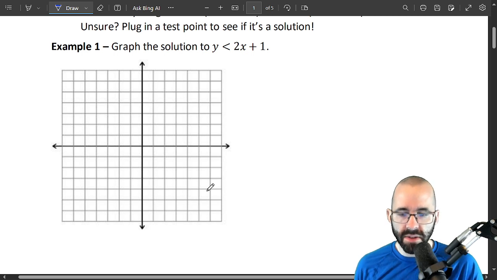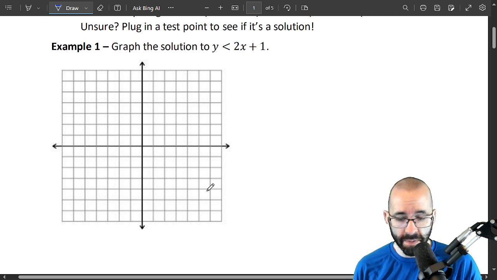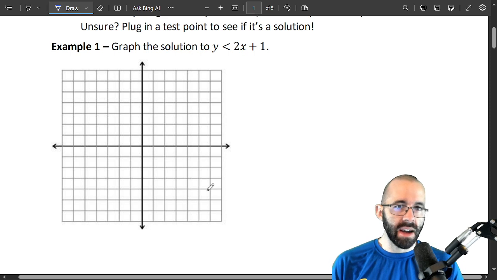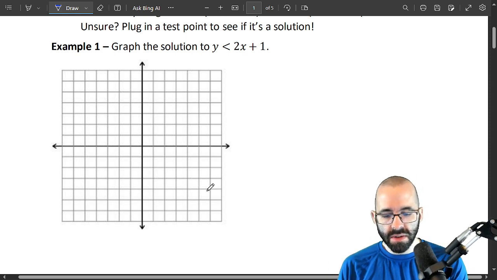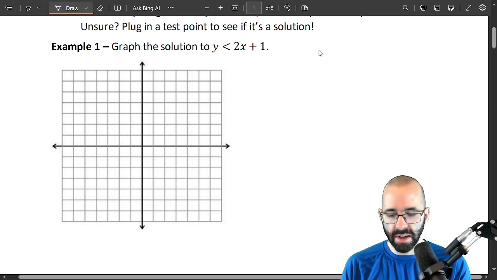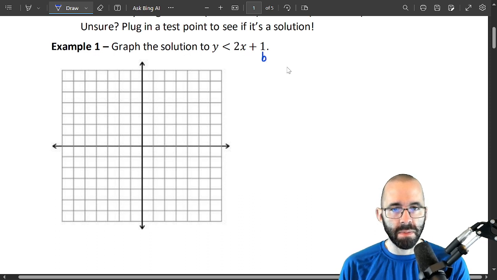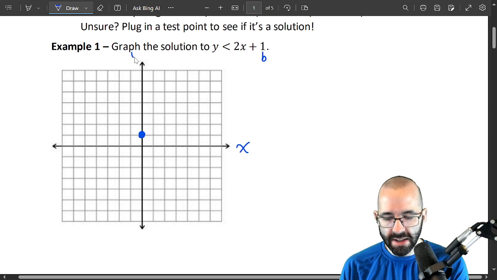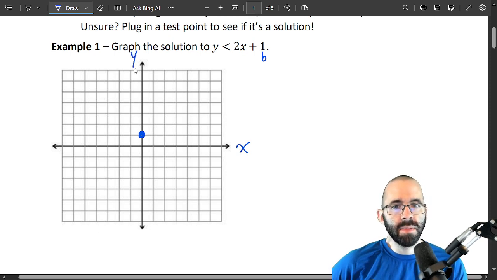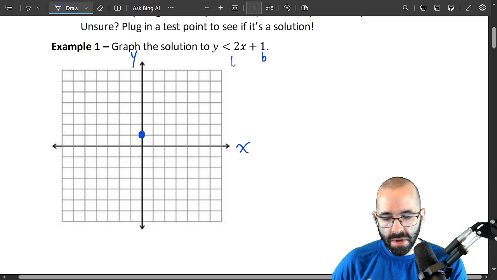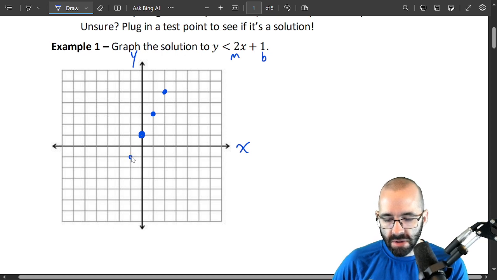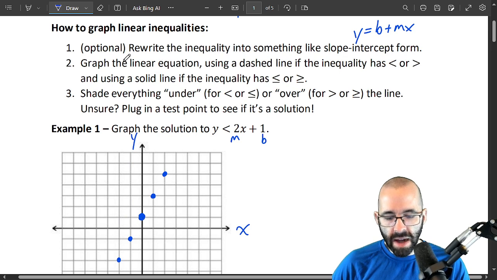Example 1, graph the solution to this linear inequality. So we'll start by just graphing the line itself. What does y equals 2x plus 1 look like? Well, we have a b value of 1 that says our y-intercept, and again, we can label our axes. Our y-intercept is 1. The slope is 2. That means we go up to the right 1, up to the right 1, or we could go down to the left 1, down to the left 1. So we're already halfway through step 2.